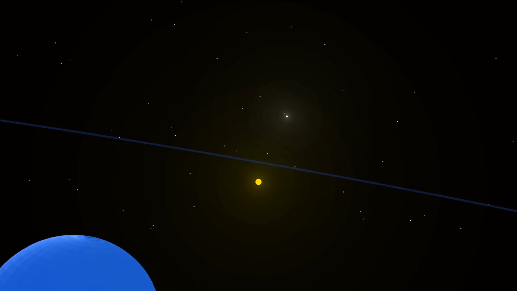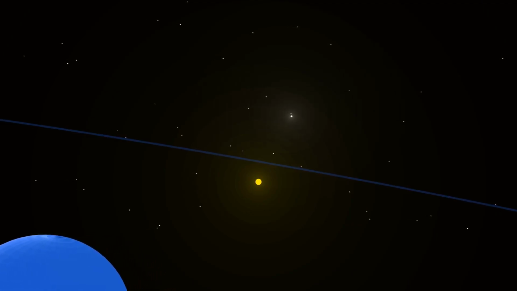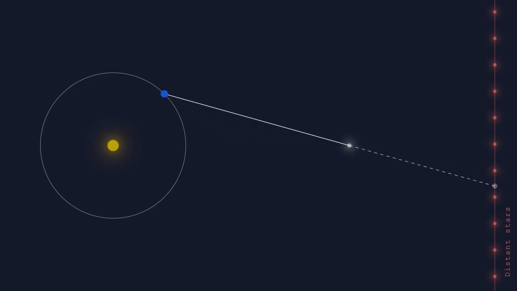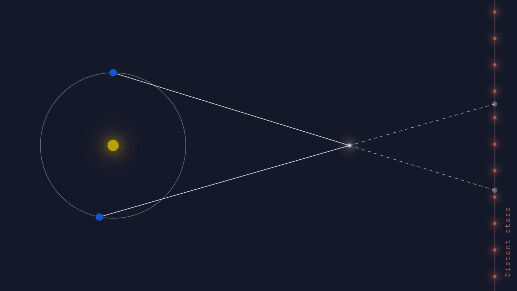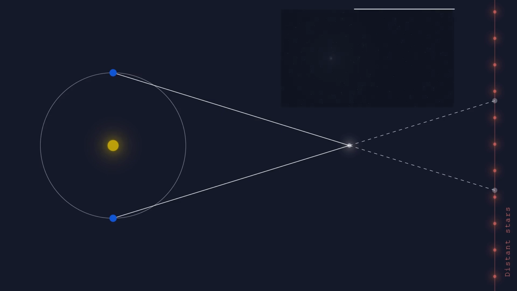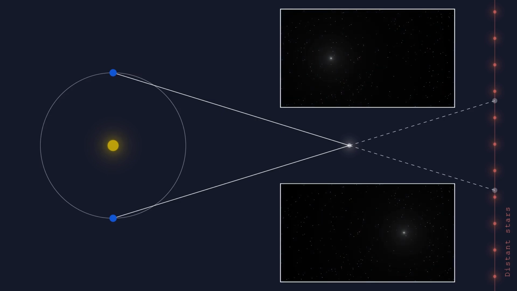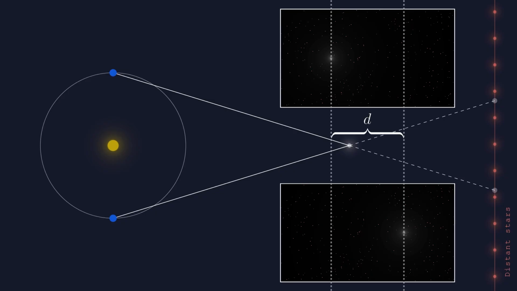With that, it's time to finally calculate the star's distance. Due to the natural movement of the Earth, every 6 months, there's a significant change in the apparent position of the star. At each of these 2 points, we take a photo. Now, between these 2 images, the amount of pixels by which the position has shifted is proportional to this angle.